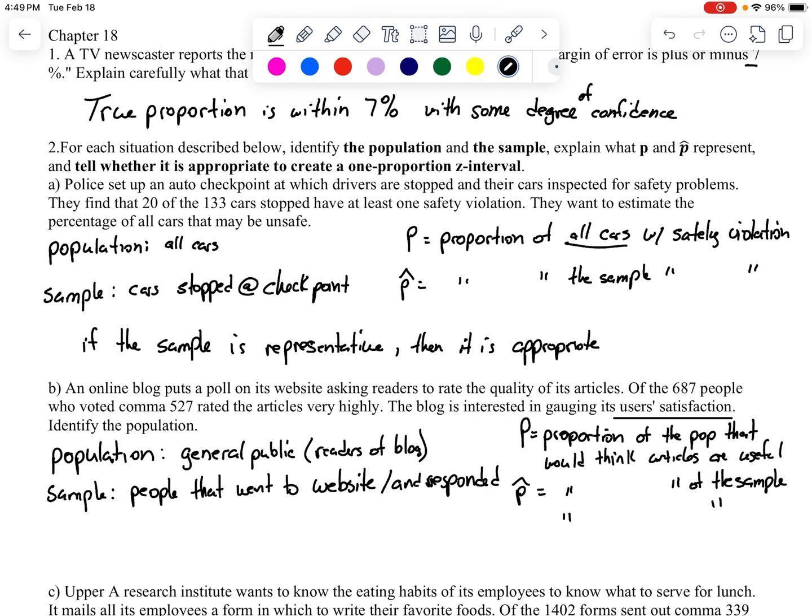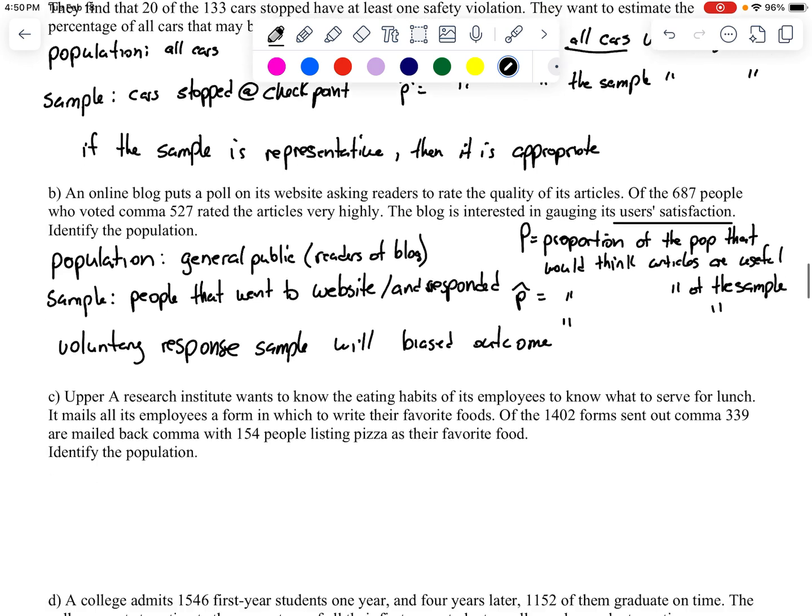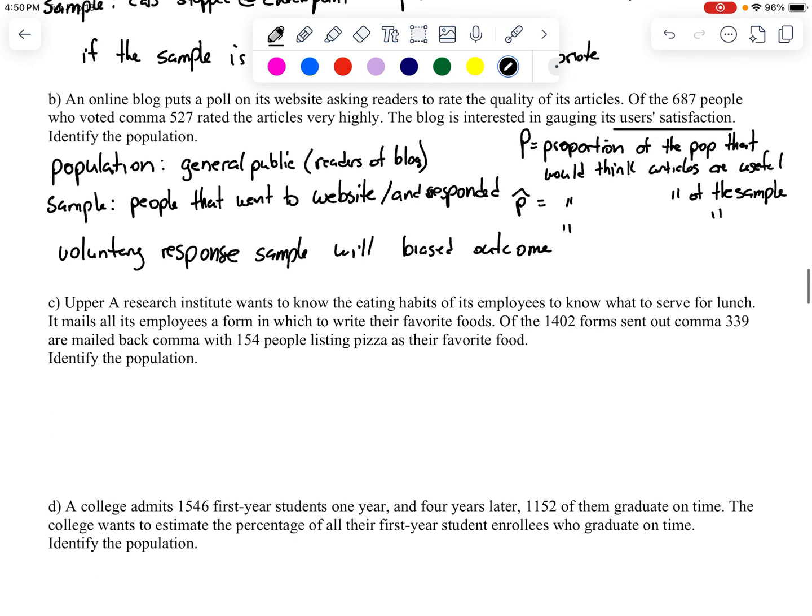And because it's not appropriate, again, it's not a random sample here at all. This is a voluntary response sample, and it will likely have a biased outcome. So it would not be appropriate here.